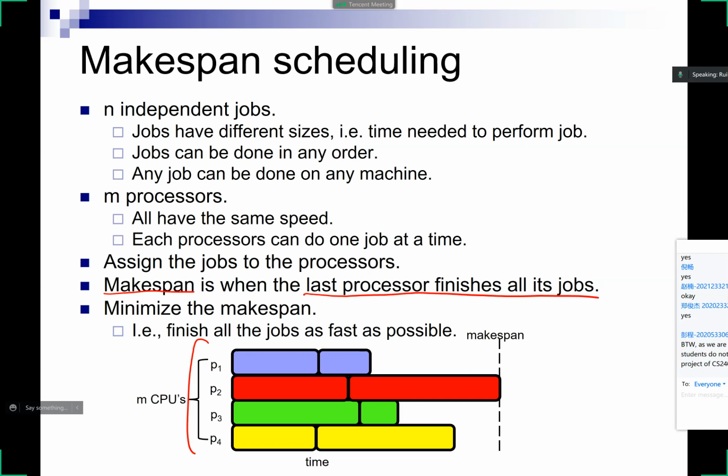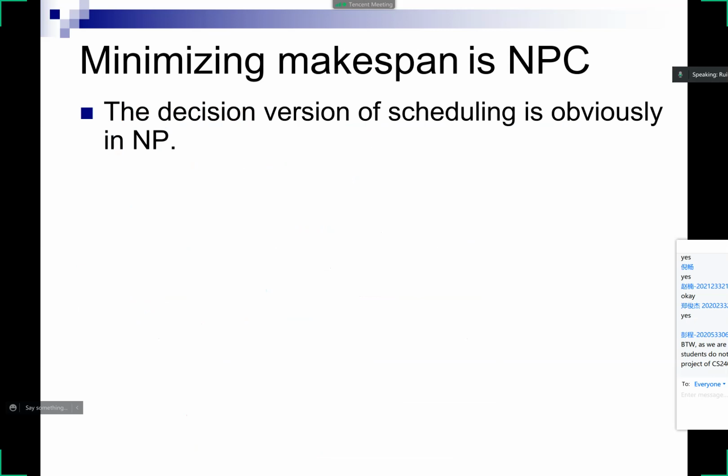But nevertheless, it's useful because it can still show us some ideas which we can use in more complicated, more realistic settings. And in addition, even though we're making all of these simplifying assumptions, this problem is still NP-complete. So even the simplest version of scheduling is NP-complete, and the more complicated versions are even harder to solve.